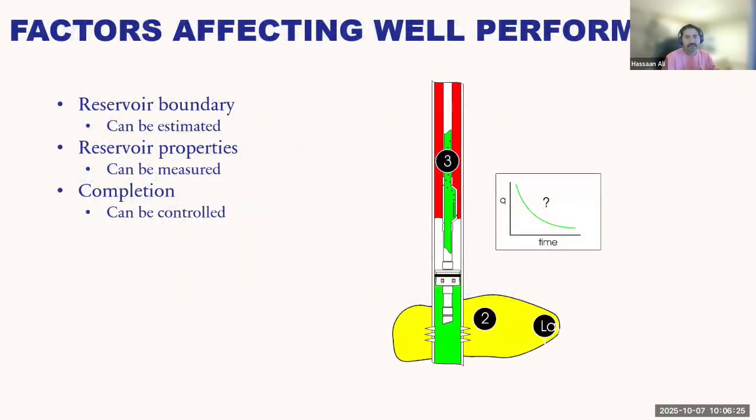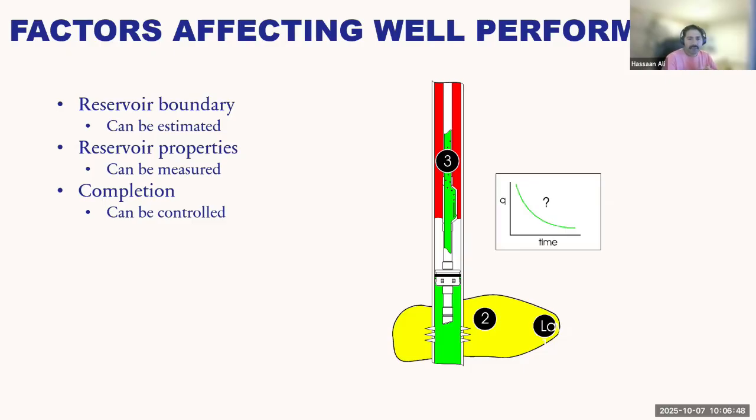So what are the factors that affect the well performance? There are three big factors that affect the well performance. Number one is reservoir boundary. That means you can see over here in yellow, that is kind of your reservoir boundary. This can be estimated by different types of logging tools and different types of seismic surveys.